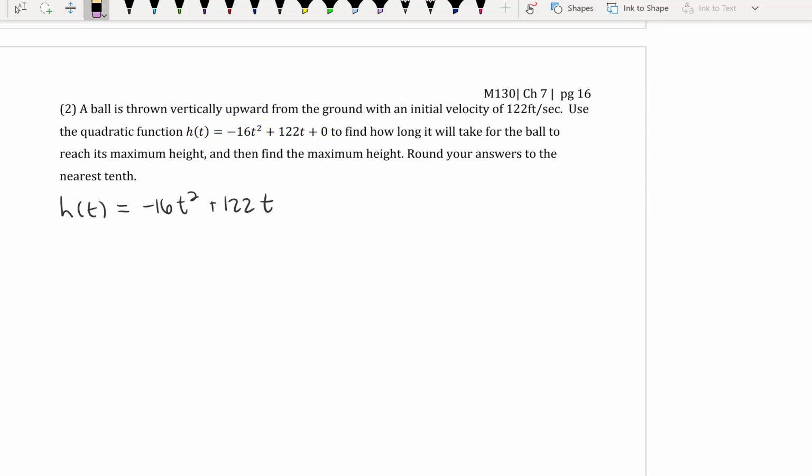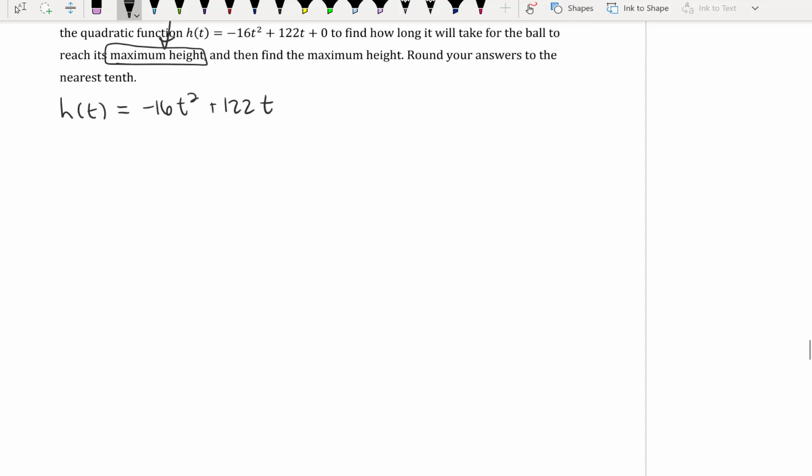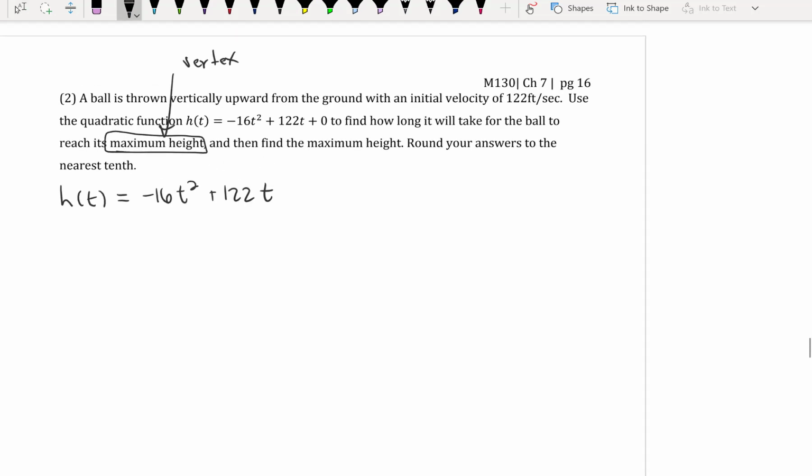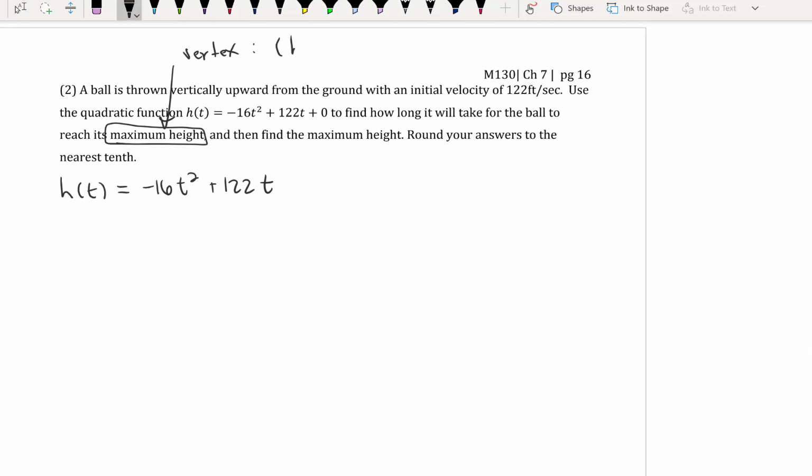Now, the question it's specifically asking us for is, how long will it take for the ball to reach its maximum height. So remember, when we're thinking about maximum height, we want to think about the vertex. Remember our vertex, you can think of it as (h, k), and h is found by negative b over 2a. And so here our a value is negative 16, and my b value is 122.